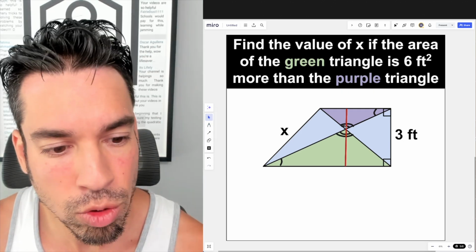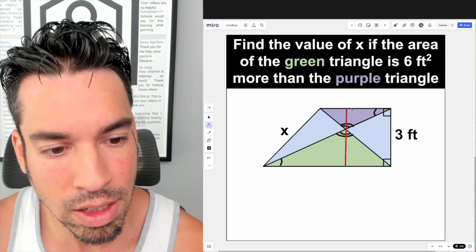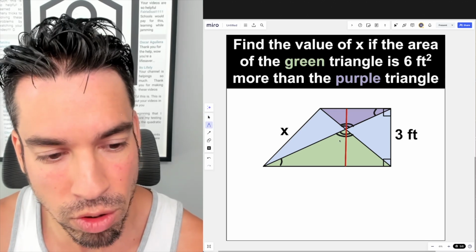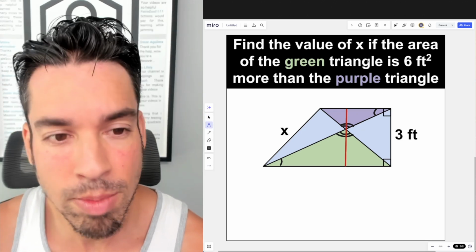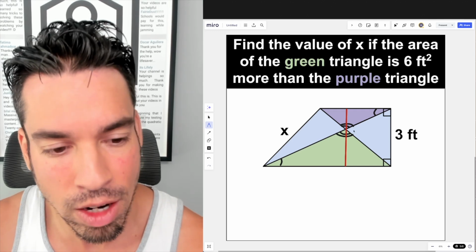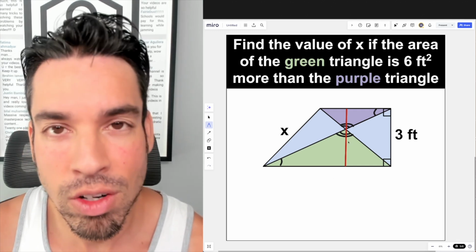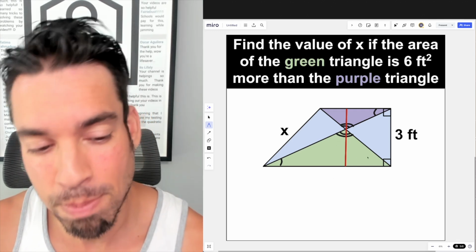Now the next thing I'm going to do is draw in this height, and this is going to be a height both for the purple and for the green triangle. And the reason why this is going to be helpful is because it's talking about a relationship of the areas. So to get area of a triangle, again, we need 1/2 base times height.